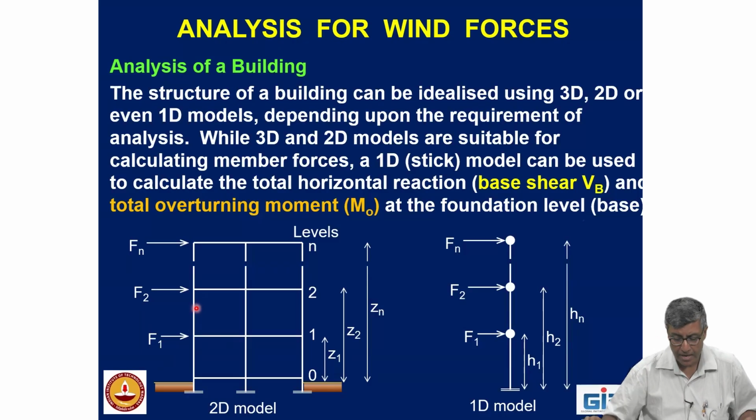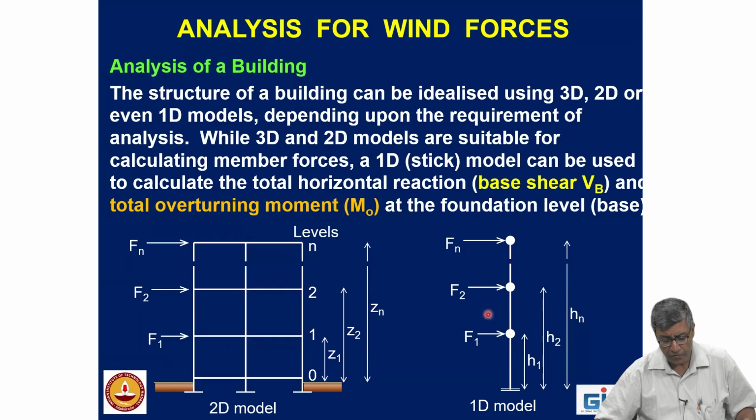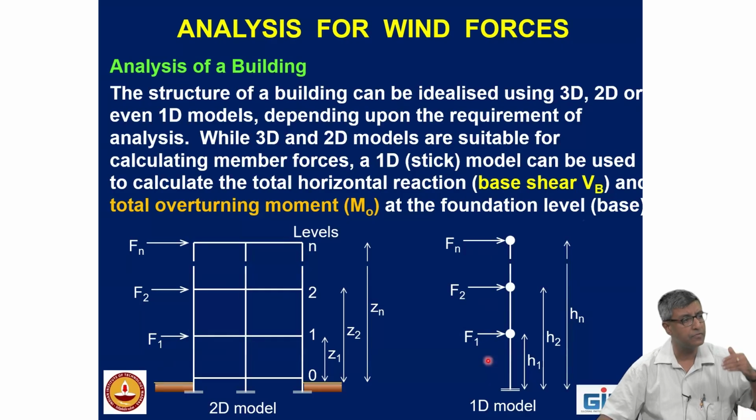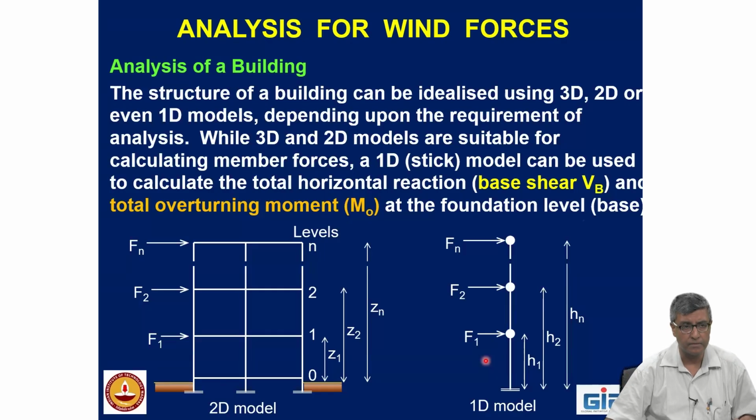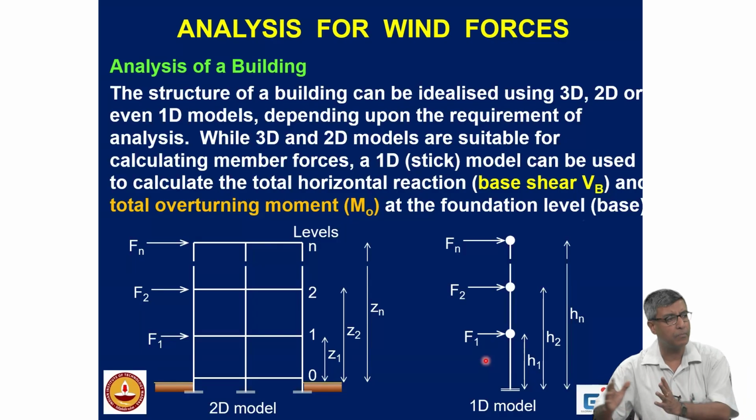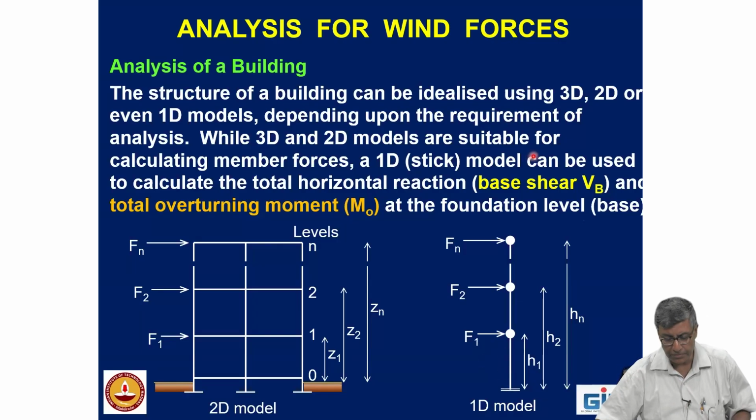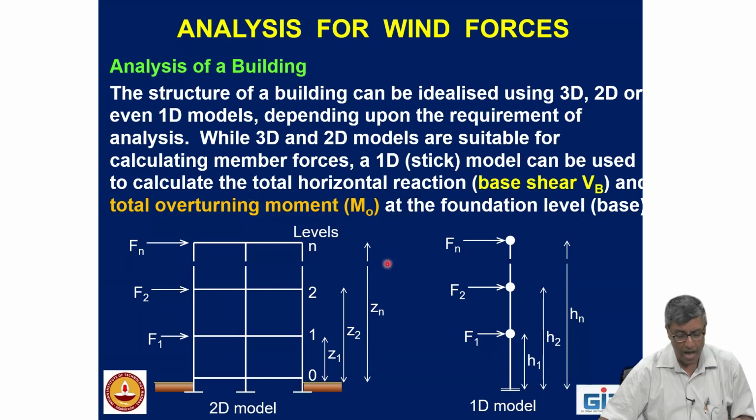Now, the summation of these forces, F1 to Fn, is called the base shear. The idea of the base shear is as if the wind is trying to shear off the building at the base. Base shear is a summation of the forces. And another important thing we also have to note, at least in the stick model, is the overturning moment. So, what is the overturning moment?